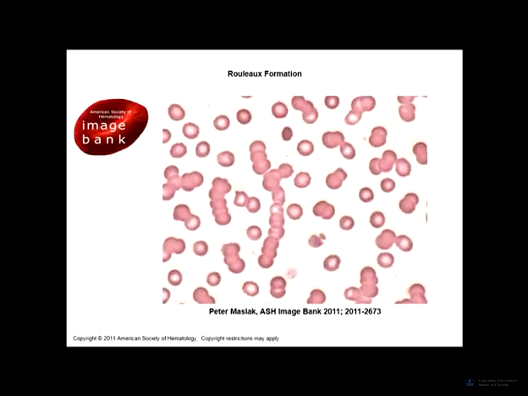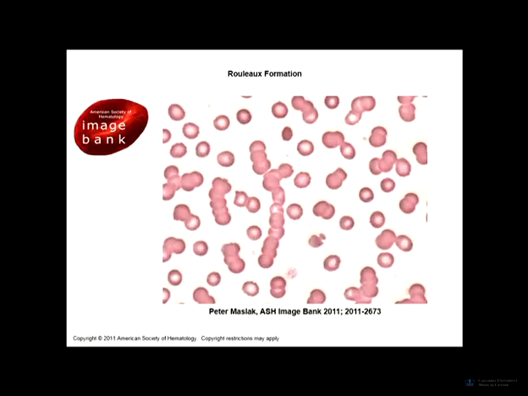This is something called rouleau. This looks like a stack of coins here. And I believe that rouleau is French for a roll, or something like that. French is not a language I speak, but in any case, normally red blood cells repel each other. They have slightly negative charge.